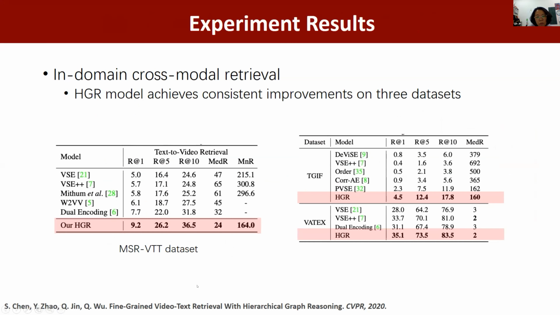Here we show some experiments on three different datasets, including MSR-VTT, TGIF, and VATEX. These are in-domain cross-modal retrieval experiments, because for each dataset we train on that data and also test on the same dataset. Comparing to the SOTA models at that time, our HGR model outperforms the compared models and achieves SOTA performance on all three datasets.